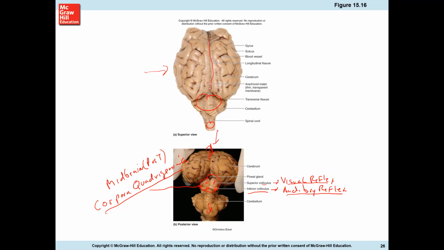Okay, so you'd have to, of course, pull the cerebrum forward and the cerebellum backwards to see that, or cut it away, whatever you want to do in lab when you're in there dissecting the sheep brain.